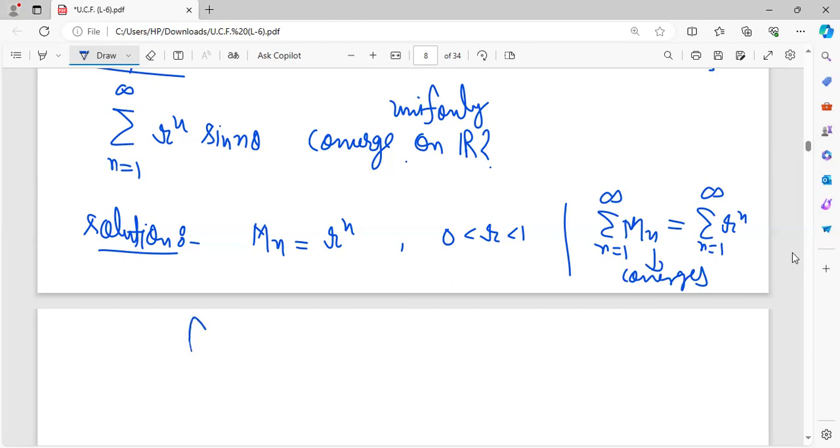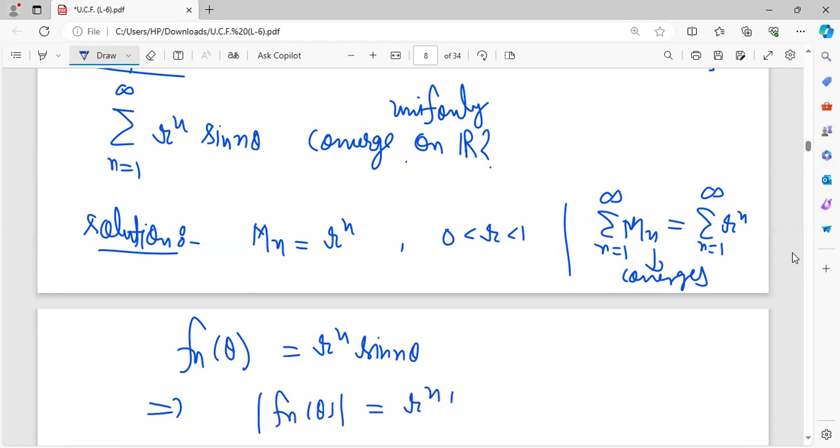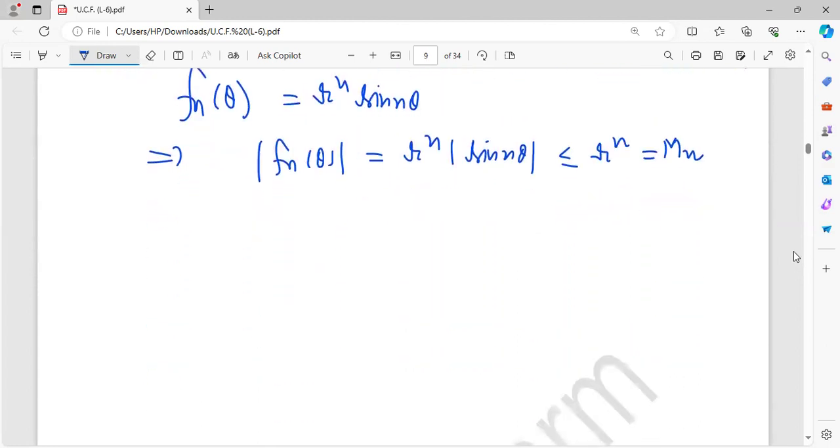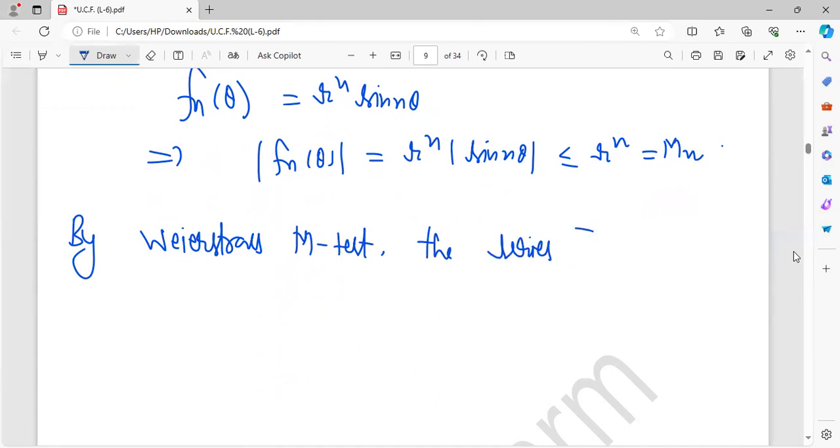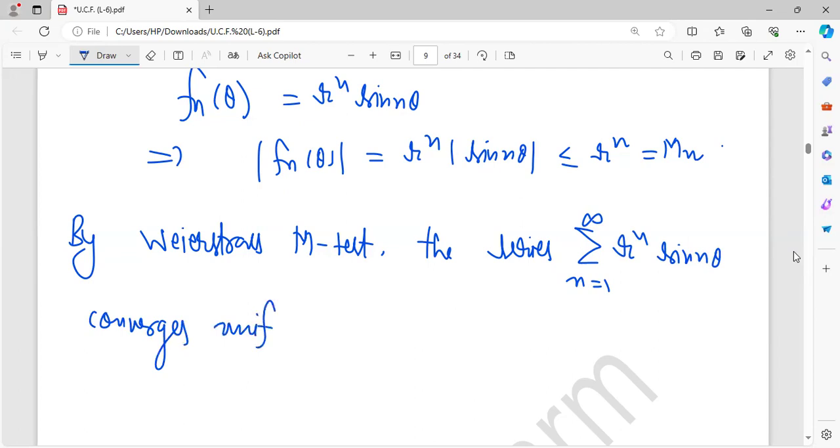Okay. And you see that f_n, what is my f_n(theta)? f_n(theta) is r to the power n sin(n theta). So what is f_n(theta)? The sine value is always less than or equal to 1. Okay. That is M_n. So by Weierstrass M-test, the series r to the power n sin(n theta) converges uniformly on R. It means theta belonging to R.